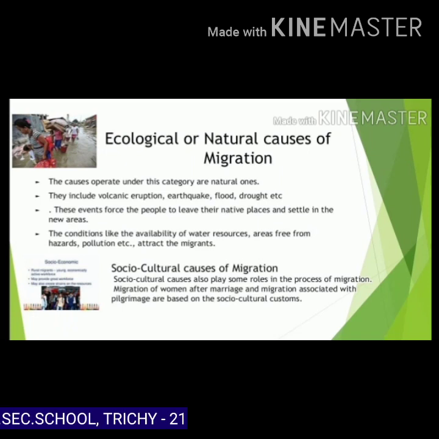Socio-cultural causes of migration. Socio-cultural causes also play some roles in the process of migration. Migration of women after marriage and migration associated with pilgrimage are based on socio-cultural customs.